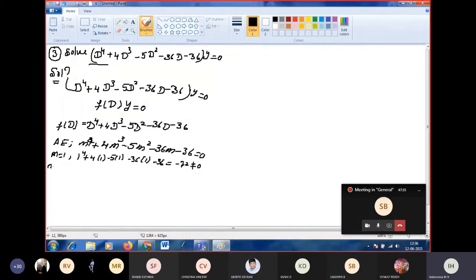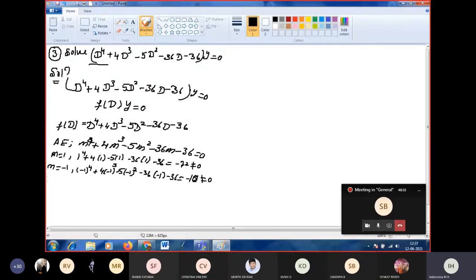Okay, next start with m equal to minus 1. Try for m equal to minus 1. Minus 1 power 4 plus 4 into minus 1 cube, minus 5 into minus 1 square, minus 36 into minus 1 minus 36 equals what? Tell me fast. You can use a calculator. Minus 10. Minus 10 is also not equal to 0.